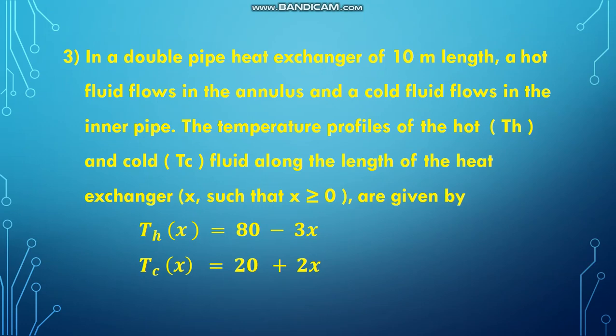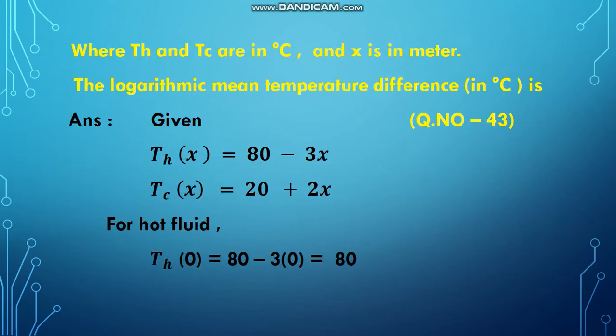TH of x is equal to 80 minus 3x, TC of x is equal to 20 plus 2x. So the length is mentioned as 10 meters. Here TH and TC are in degrees centigrade and x is in meters. Now we have to find out the logarithmic mean temperature difference in degrees centigrade. So this is question number 43 in GATE 2021 paper.